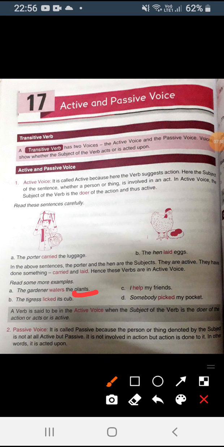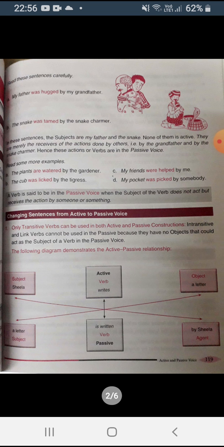These are the objects. That means these are sentences which require an object to complete the meaning of the sentence. That means here the verbs are transitive verbs: watered, licked, helped and picked. These are the transitive verbs which require an object to complete their meaning. So only transitive verbs can be used in both active and passive constructions. Intransitive and linking verbs cannot be used in passive because they have no objects that could act as the subject of the verb in the passive voice.